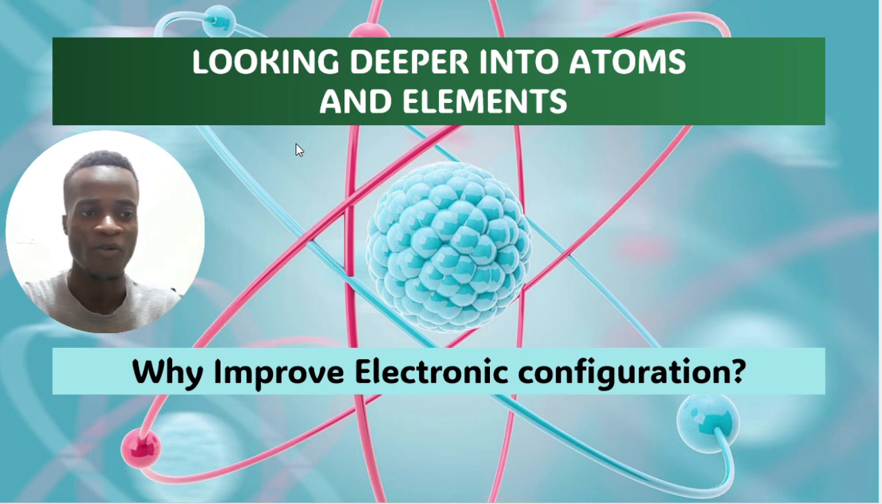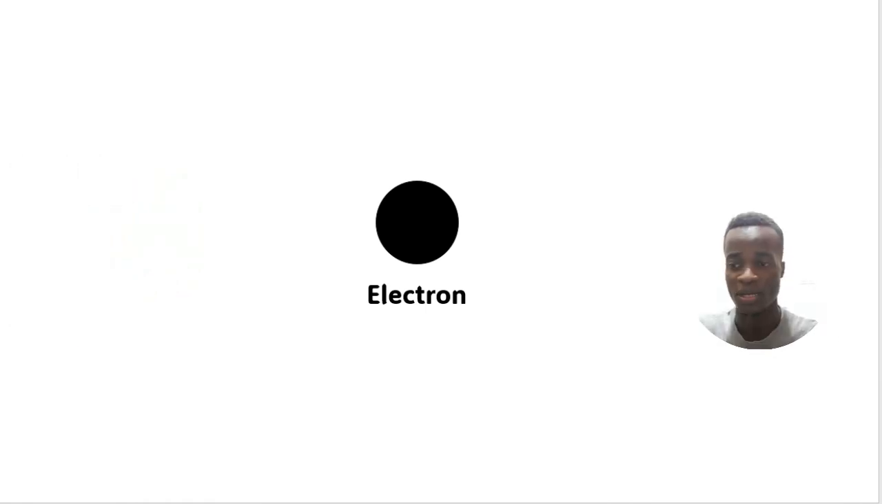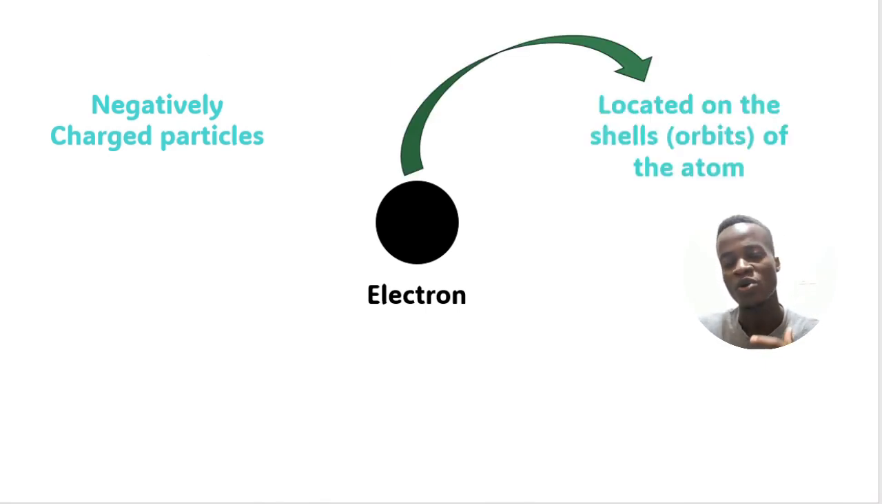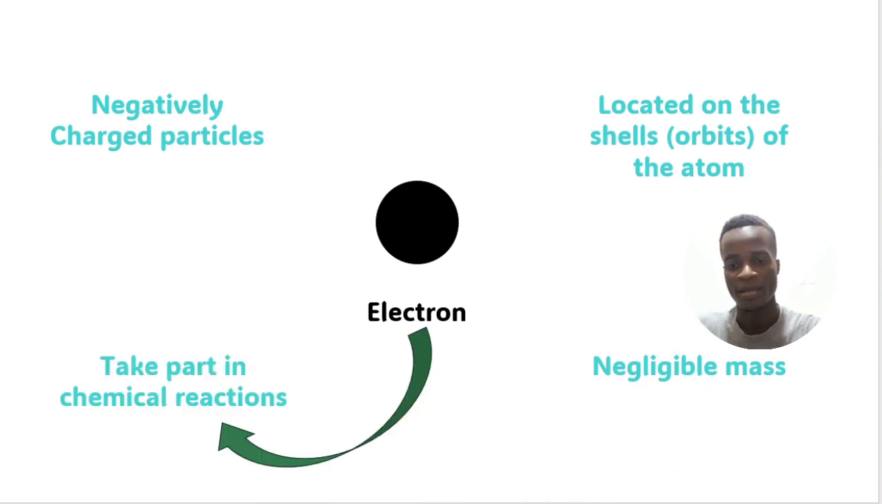All this discussion revolves around one thing, that is the electron, right? So we are going to be discussing majorly things around the electron. But let's do some recap on the electron in general. We said the electrons are negatively charged particles. The electrons are located on the shells or orbits of the atom. They have negligible mass, and they are the ones that take part in the chemical reactions.